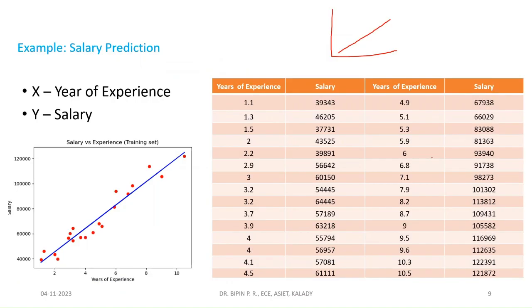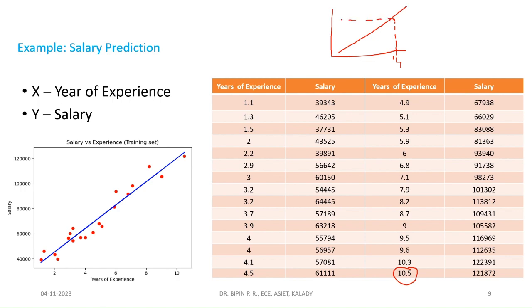Now you give a new input having 14 years of experience. That is not available in the data set. See, the data set contains only years of experience up to 10.5. Now you are giving a new input, the years of experience is 14. Now what is the corresponding output? You have to find out.